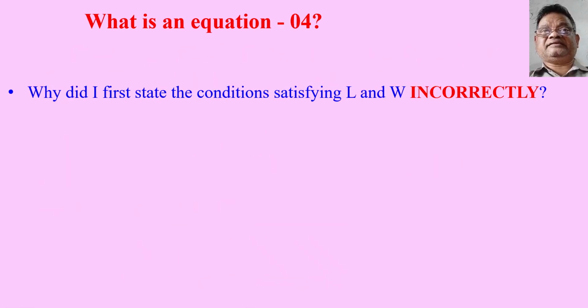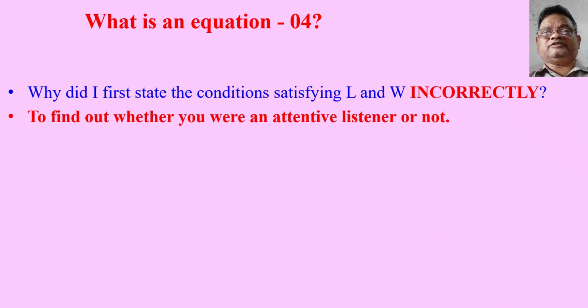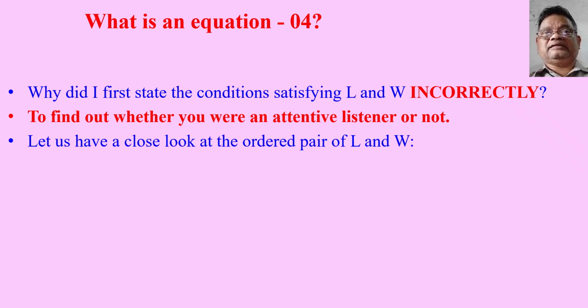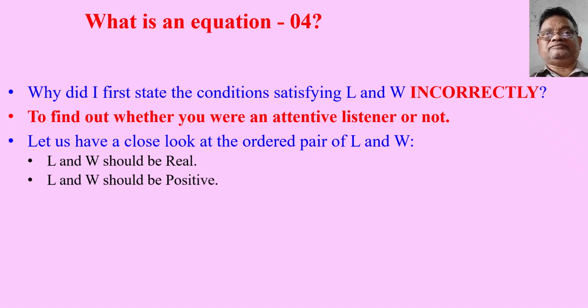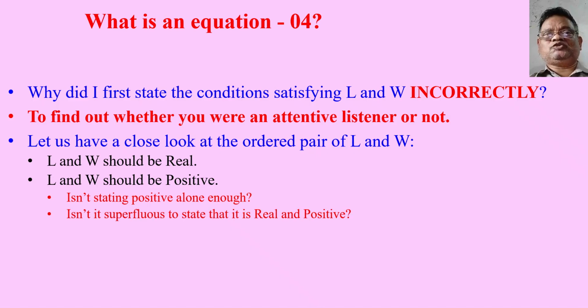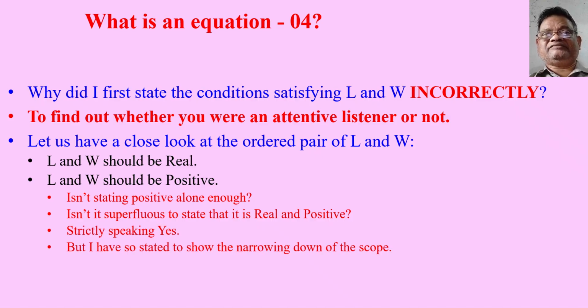Why did I first state the condition satisfying L and W incorrectly? That is to find out whether you were an attentive listener or not. Let us have a close look at the ordered pair of L and W. L and W should be real. L and W should be positive. Isn't stating positive alone enough? Isn't it superfluous to state that it is real and positive? Strictly speaking, yes. But I have so stated to show the narrowing down of the scope.